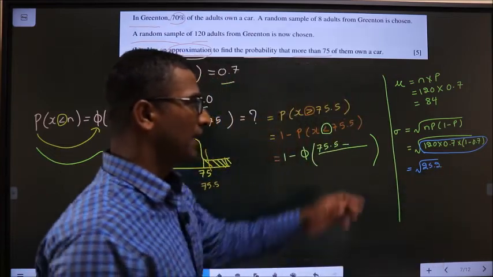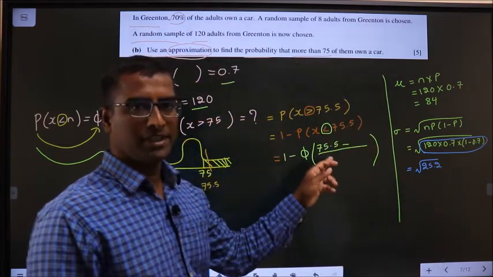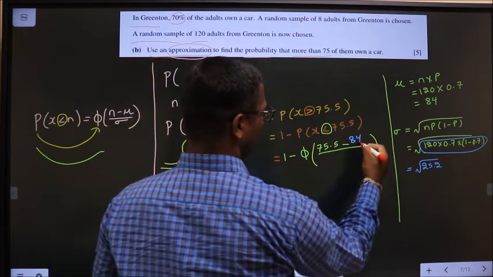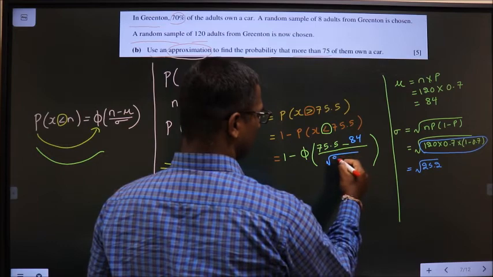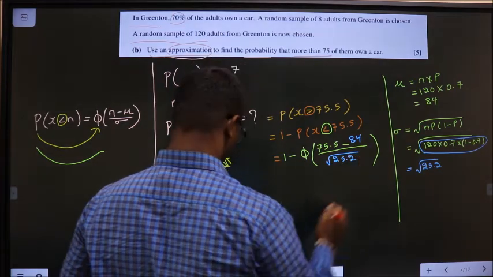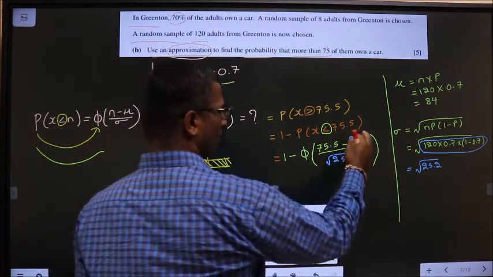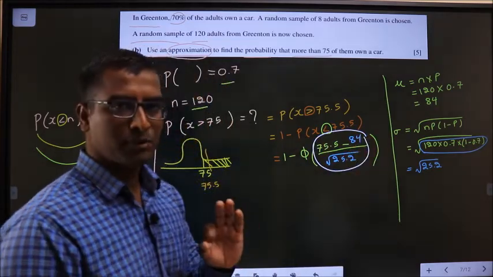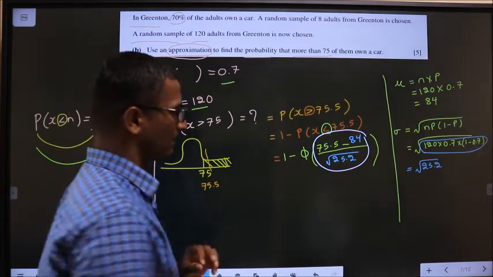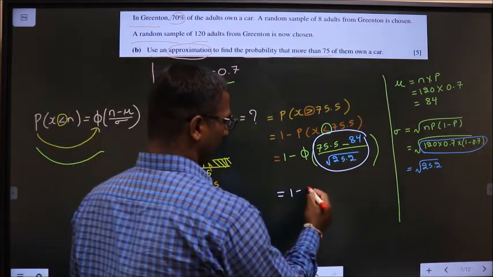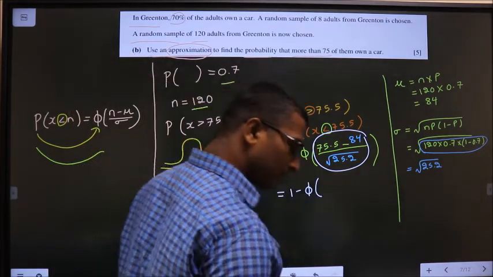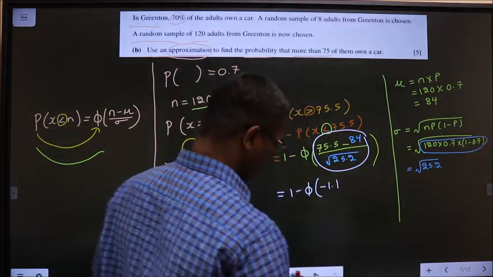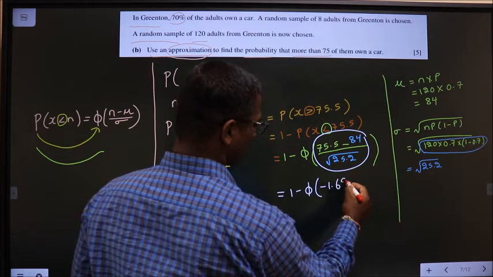Okay. Now replace the mean and standard deviation over here. So the mean is 84 by the standard deviation, which is the square root of 25.2. Now put this in the calculator and take up to 3 decimal places. So we get 1 minus phi of minus 1.693.